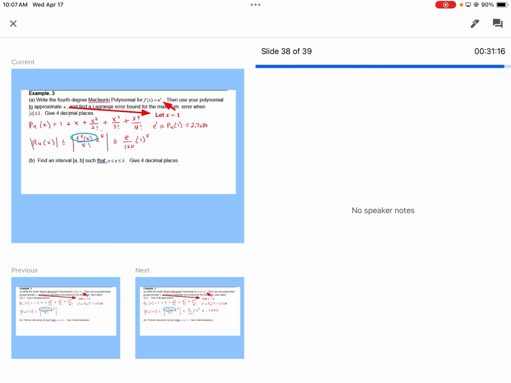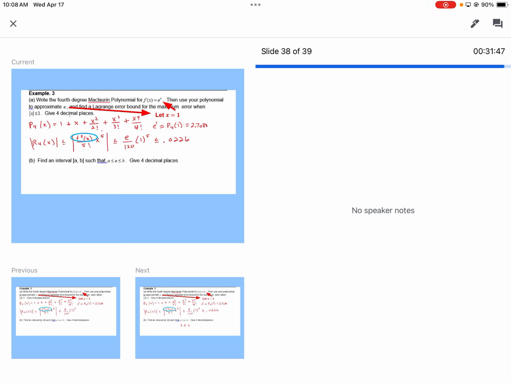Because it's e to the first. The derivatives are always e to the x, and the biggest place would be at e to the first. We put that over 5 factorial, 120, and we plug in our 1. Are we all cool with the e? Wait, so we just plug in e to the 1 equals e? Correct. That decimal, if I type it in my calculator, is 0.0226.